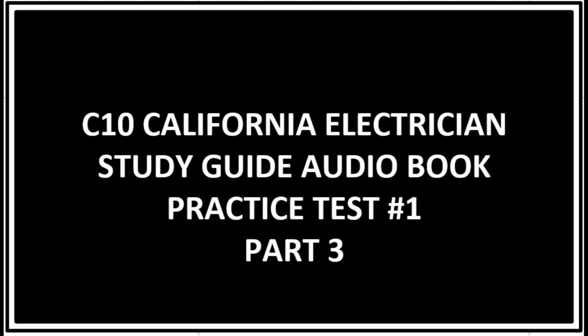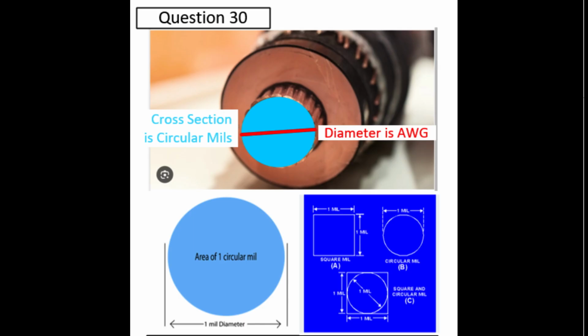Question 29. False statement. The amperage of a circuit is in direct proportion to the resistance as long as all of the conductors remain the same.